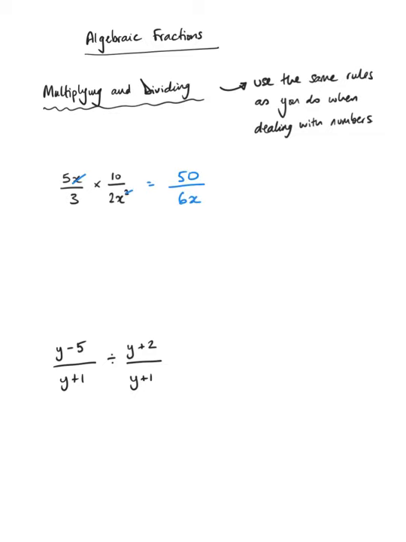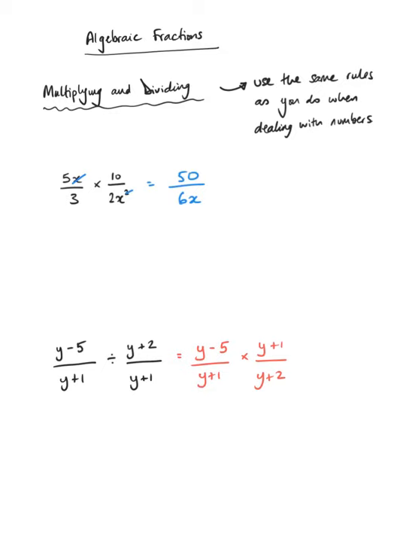Look at this next one here. I've got y minus 5 over y plus 1 divided by y plus 2 over y plus 1. When I divide a fraction, I change the divide into a times and then flip the second fraction, and we can do exactly the same. So here I'll have y minus 5 over y plus 1 times y plus 1 over y plus 2.